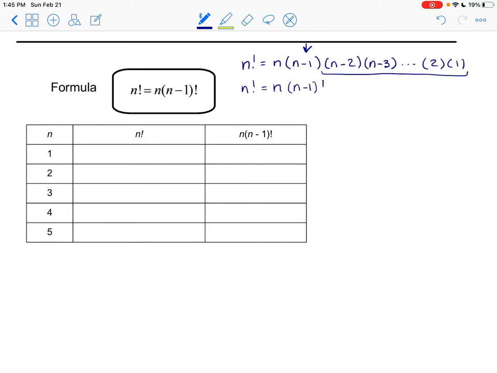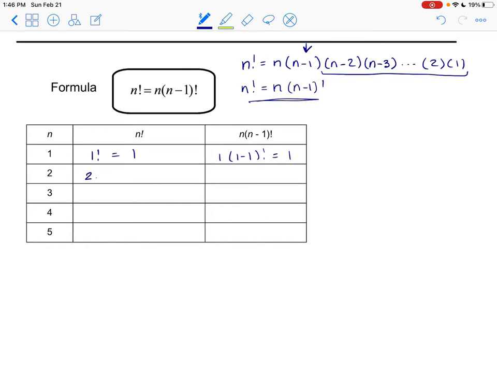So if you don't believe me that we can do that for some reason, let's prove it here by putting some numbers in. We'll use 5 for n, where we just did a 5 factorial example previously. So let's do factorial like this. If n is 1, n factorial here is equal to 1. And using the other formula, we'll say, okay, if n is 1, we'll have 1 times 1 minus 1, which is 0 factorial. Well, that's also equal to 1.